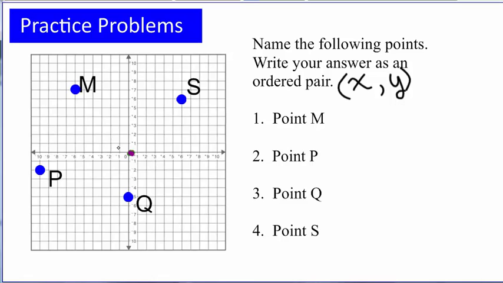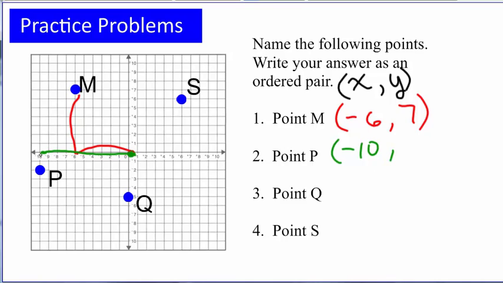For point M, if I start here at the origin, point M, I need to move in the left direction. So I'm moving left 6, so that's a negative 6. And from there, I'm moving up 7, so that's a positive 7. Point P, starting at the origin. To get to P, I have to move left 10. So that's negative 10. And then from there, I'm moving down 2. So that's a negative 2.